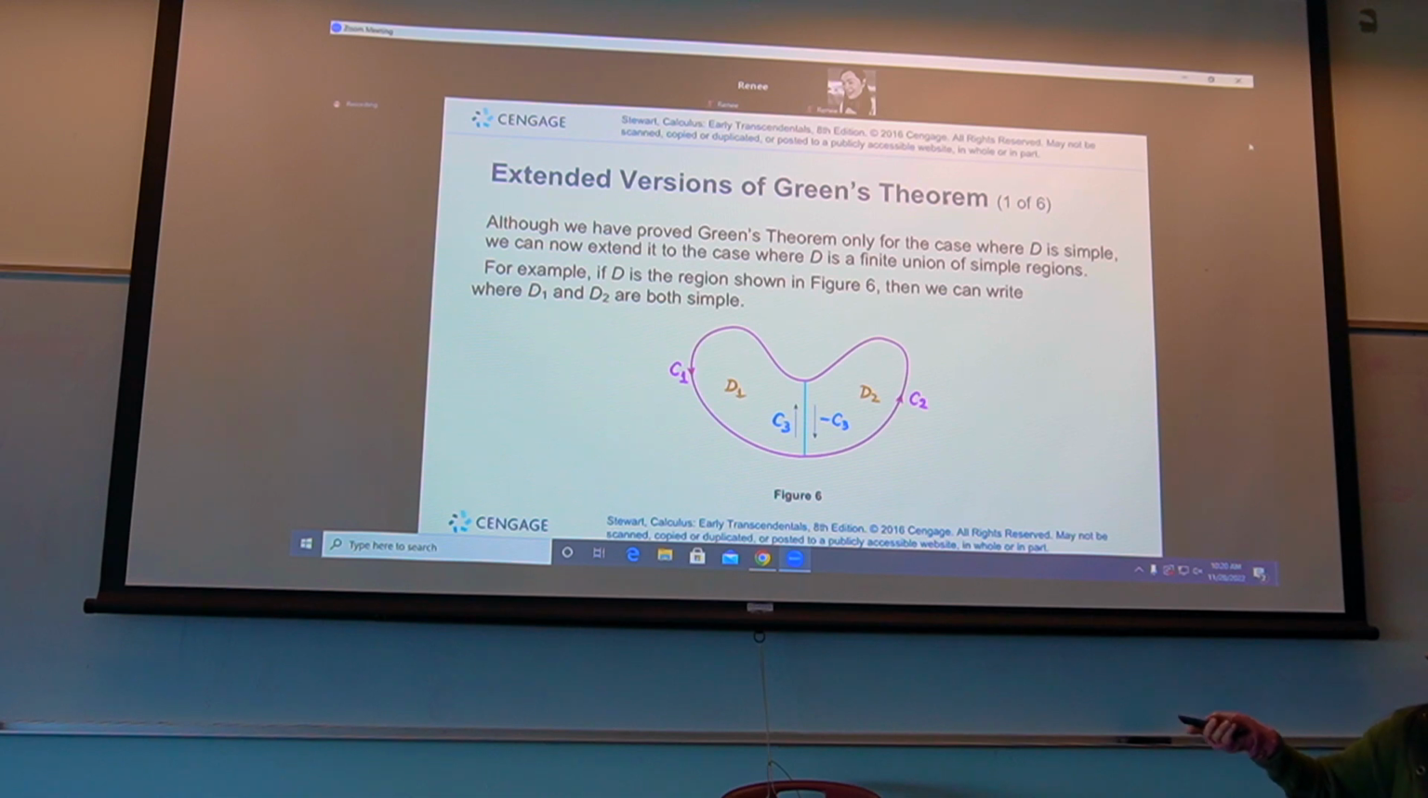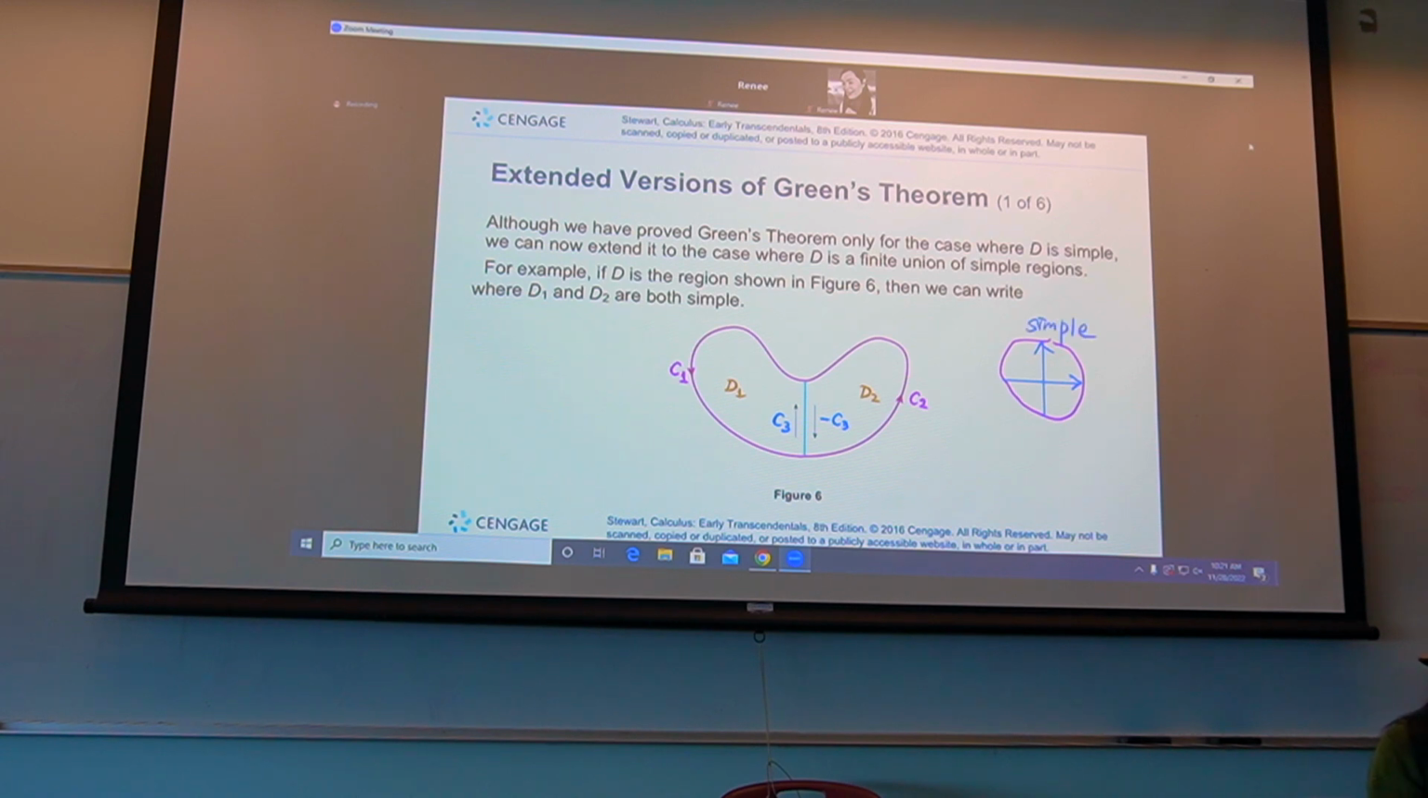Okay, we only say that for the case where D is simple, right? What does it mean simple? Last time we said that simple is that it's both type 1 and type 2, right? So when you have something like that, then this is simple. When you have a horizontal line, it's going to intersect the region in one line segment. And if you have a vertical line, it's also going to intersect the region in one line segment. So this is simple, right?